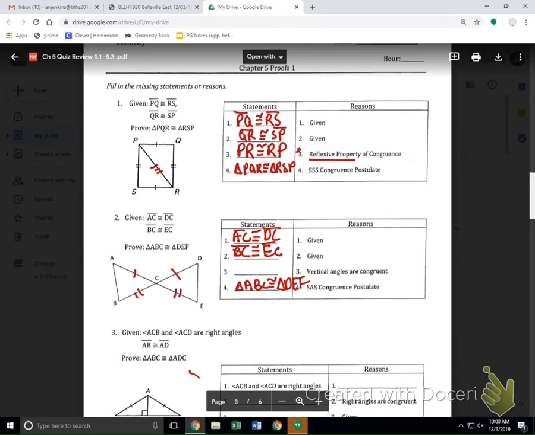We know vertical angles. When you have that bow tie, two lines intersecting, the angles opposite of each other have to be congruent because they're vertical angles. So we can write that out as angle ACB is congruent to angle DCE, and it's because of vertical angles. Now we have enough information to say side, angle, side, because that's the included angle. And we can move on.